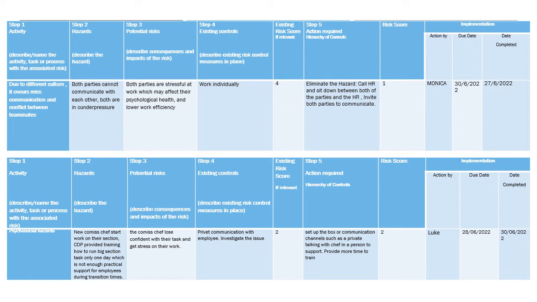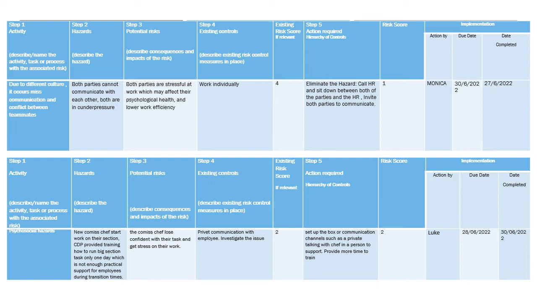The last hazard in the workplace is a junior chef working on the section with a CDP or senior chef. They provide training on how to run the section for only one day, which is not enough training. So the junior chef loses confidence in their task when they work.